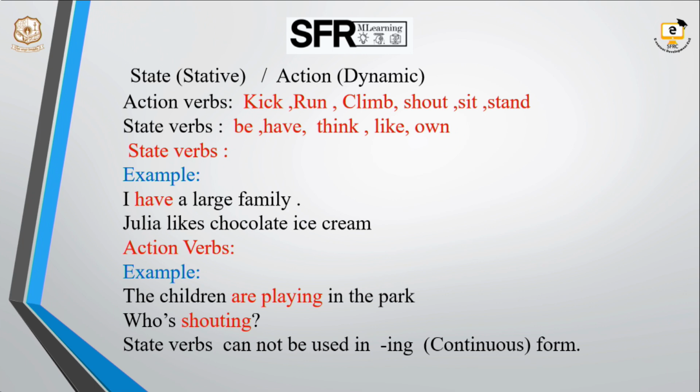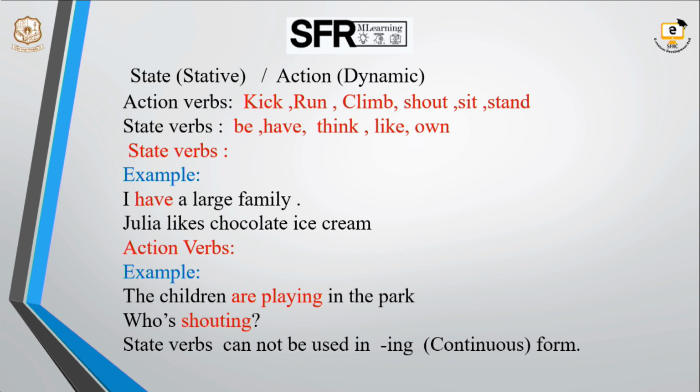All are state verbs. Now when I say, "I have a large family," here I am using the state verb have. That means I am not talking about doing any physical action. I am just telling about a situation. In this case, it is about my family. If I say, "Julia likes chocolate ice cream," is Julia doing any action in that sentence? No. That sentence just gives you some information about Julia. We are still using a verb, like, but it is a state verb.